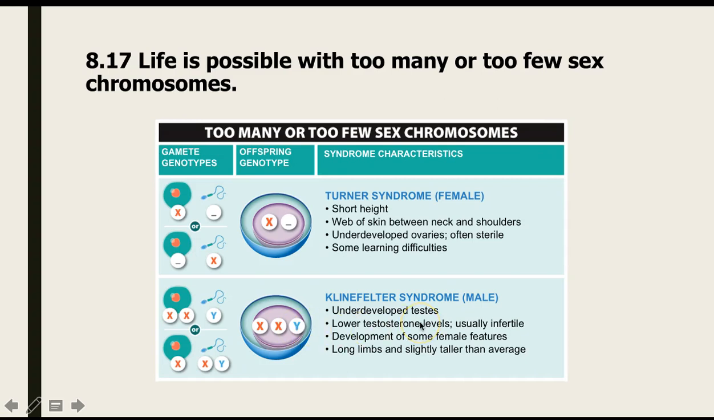And Klinefelter's people are male, but their testes are not developed properly. They have lower testosterone and are usually infertile. And there might be some feminine features associated with them, like a little bit of hips or maybe some breast tissue that's more developed. They also have longer limbs and are slightly taller than average. So Klinefelter syndrome. Please don't go around trying to detect Klinefelter syndrome either.